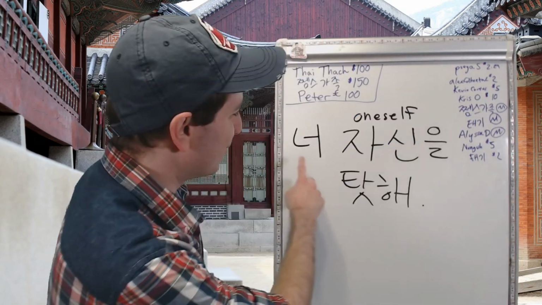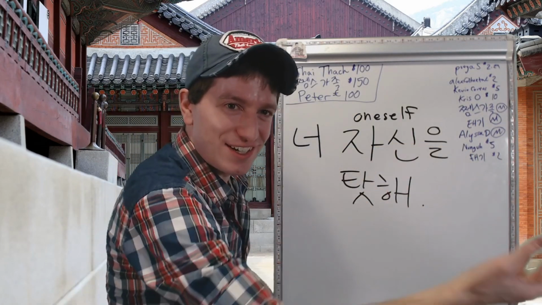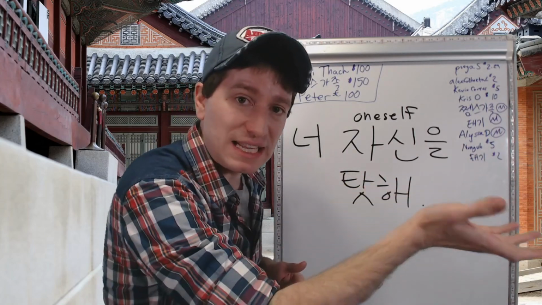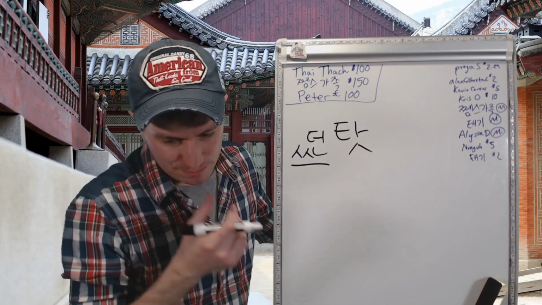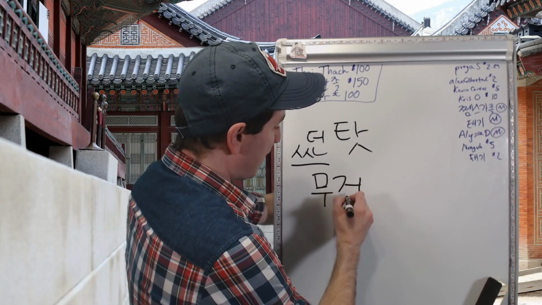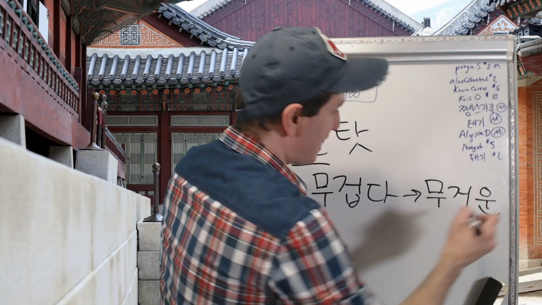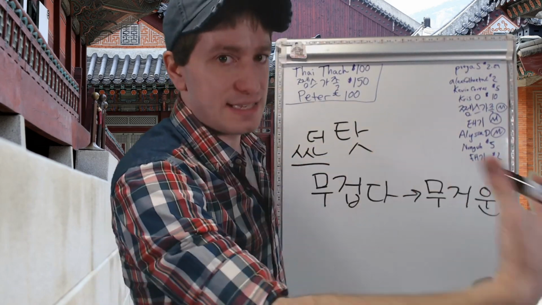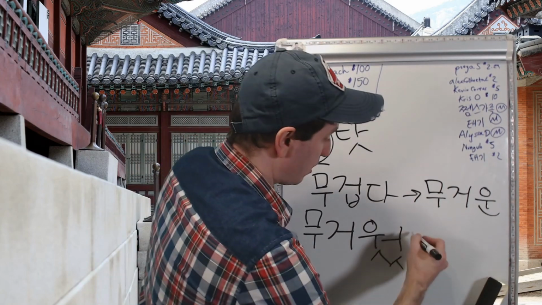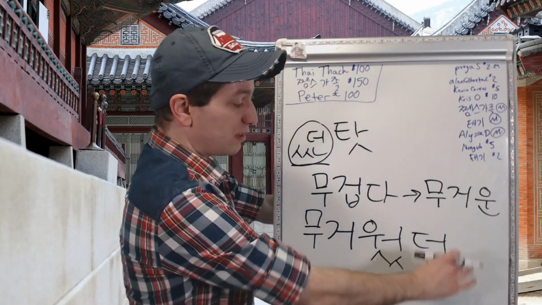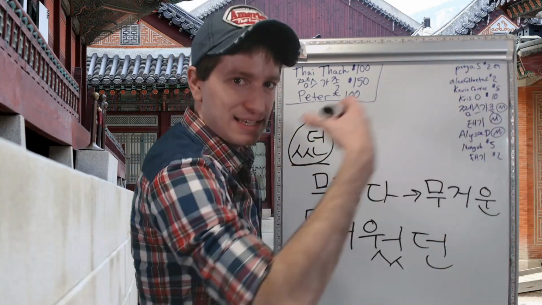Let's do one more. 너 자신을 탓해. It's your fault. 너 자신을 탓해. You blame yourself. Okay. So if you wanted to say because it is heavy, 무겁다 becomes 무거운 탓에. What if you want to say because it was heavy? Then you use this 던 form. Now you have 무거웠던 탓. So now you could say 무거웠던 탓에, because it was too heavy.